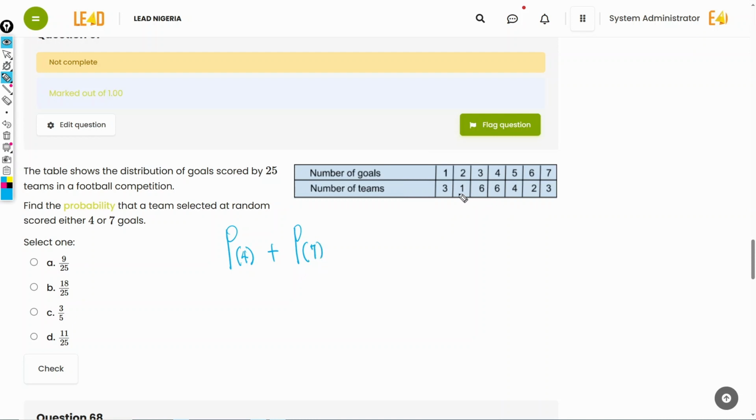So there are 25 teams. The probability that it was a team that scored 4 is 6 over 25, because there were 6 teams in that category, plus the probability that you picked a team that scored 7 is 3 out of 25. So simplifying this, we arrive at 9 out of 25. That's option A.